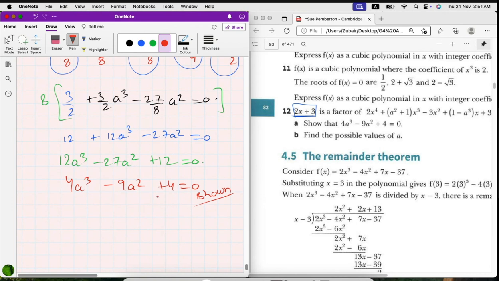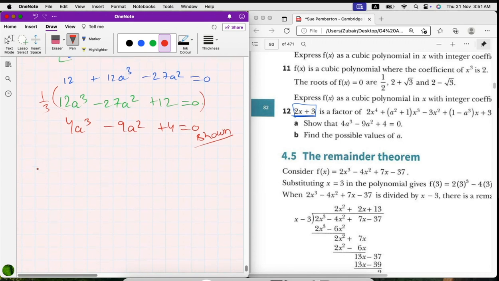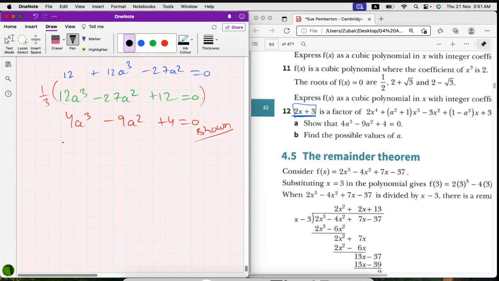Do we have to show that we took 3 out of it? Now that's understood. Like, you don't have to write this 1 by 3. Okay, now this A part is done. B part says find the possible values of A. So 4a cube minus 9a square plus 4 is equal to 0.